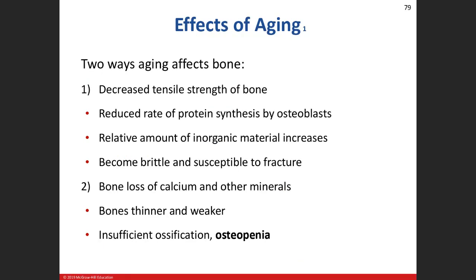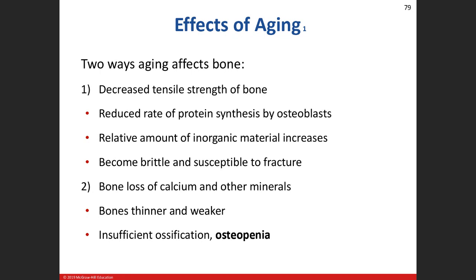Ooh, so now we know we're getting close to the end of the chapter. Why? Because at the end of these chapters, I always talk about age-related effects on these systems. So keep thinking, we talked about it with tissues, we talked about it with skin. As we get older, we slow down, and all the processes of our body start to slow down. So let's talk about how aging affects our bone. And there's two ways that it does.